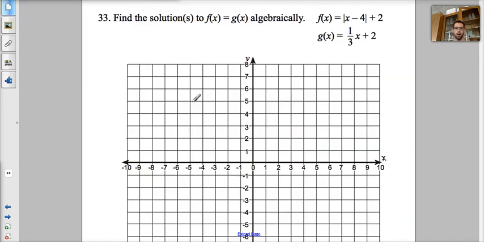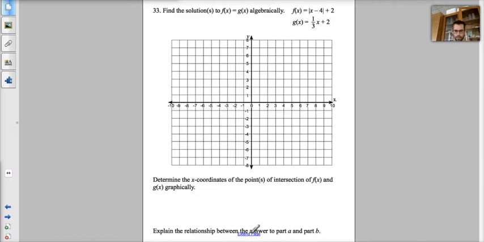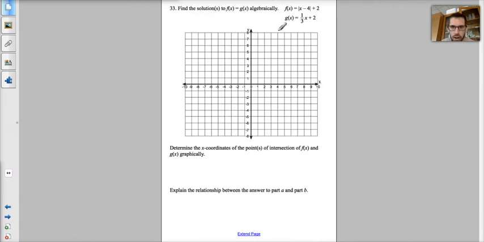All right. Find the solution algebraically. I've got a lot going on here. Algebraically, and then graphically. Okay, so they don't give me a lot of space to do this algebraically, so I'm going to do it down here. I want to set them equal. So the absolute value of x minus 4 plus 2 equals 1/3 of x plus 2. Subtract 2 from both sides. Those would actually cancel out. So I get the absolute value of x minus 4 equals 1/3 of x.